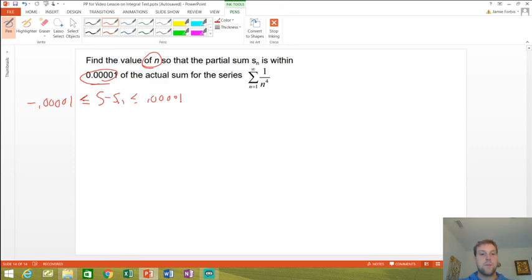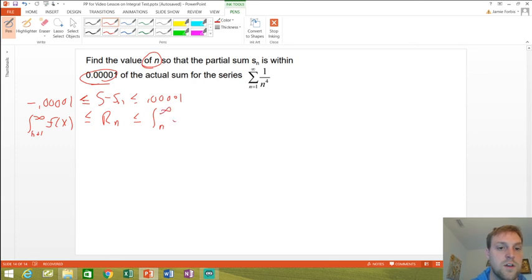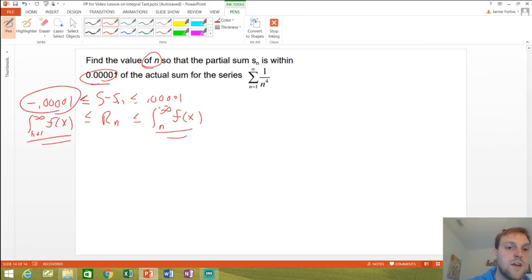So how can I ensure that happens? I'm trying to figure out what my remainder is so that I'm within this bound. So like the integral from n plus 1 to infinity of f of x, and the integral from n to infinity of f of x. I want this inequality to hold for these values. I want to figure out what my n value has to be, so I'm just going to solve for that.